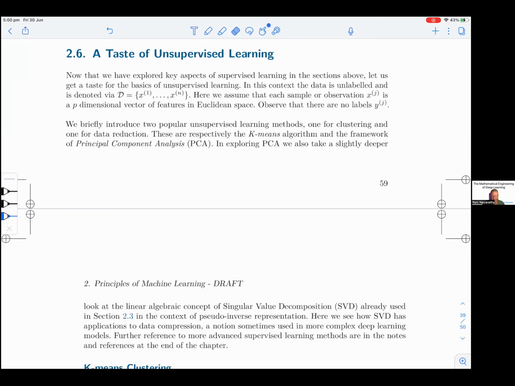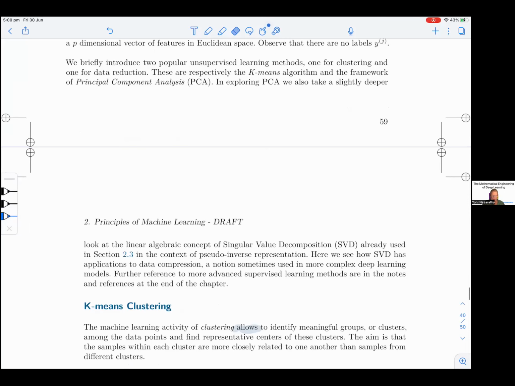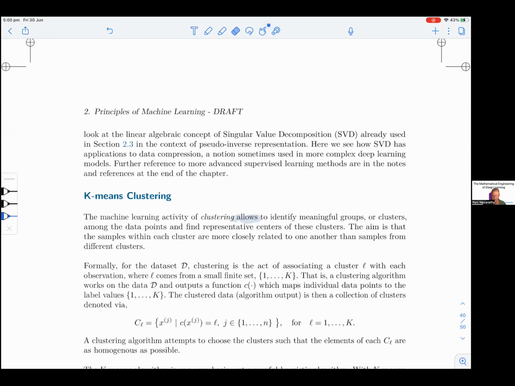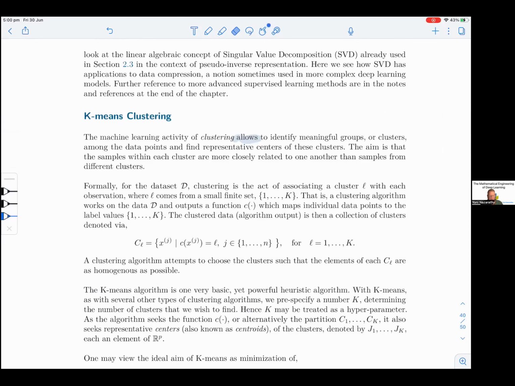We briefly introduce two popular unsupervised learning methods, one for clustering and one for data reduction. These are respectively the k-means algorithm and the framework of principal component analysis, PCA. In exploring PCA, we also take a slightly deeper look at the linear algebraic concept of singular value decomposition, SVD, already used in section 2.3 in the context of pseudo-inverse representation. Here we see how SVD has applications to data compression, a notion sometimes used in more complex deep learning models. Further references to more advanced supervised learning methods are in the notes and references at the end of the chapter.